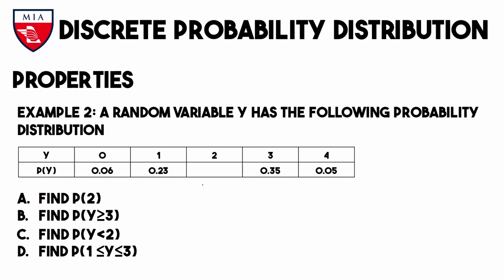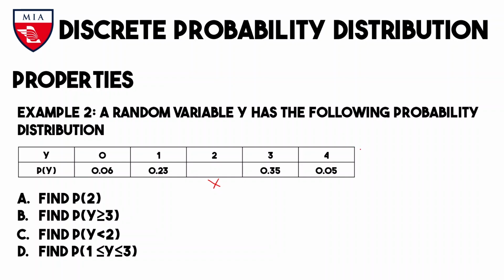If there is an unknown, it's much better for us to denote it with a variable. So I think we can use the variable x. The value of the unknown is equal to x, and later on we will solve for x. Next, for class 3 we have 0.35, and for class 4 we have 0.05. So we have different questions here: A, B, C, and D.